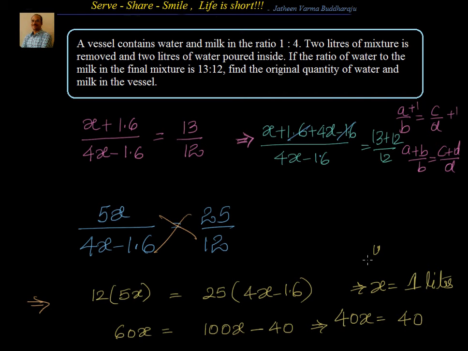Obviously the other one, nothing but water, is 1 liter. Initially water is 1 liter originally. Milk is 4 times of that, we know. So the answer is 1 liter, 4 liters.